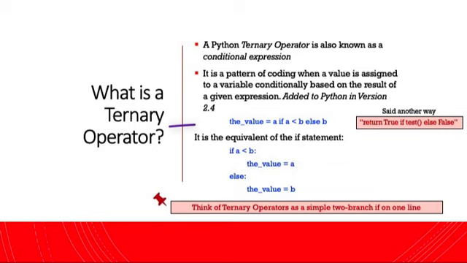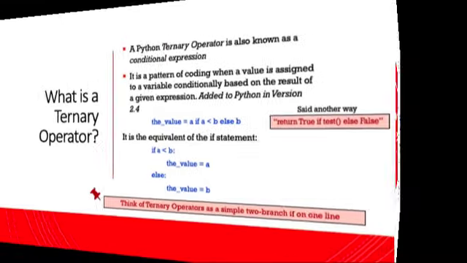So here is an example of the syntax. We have a variable, the underscore value equals A if A is less than B, else B. Said another way, return true if test, else false. And it could be looked at as the equivalent of this if statement here. If A is less than B, the underscore value equals A, else the underscore value will equal B. We can think of it as a simple two-way branch if on just one line.